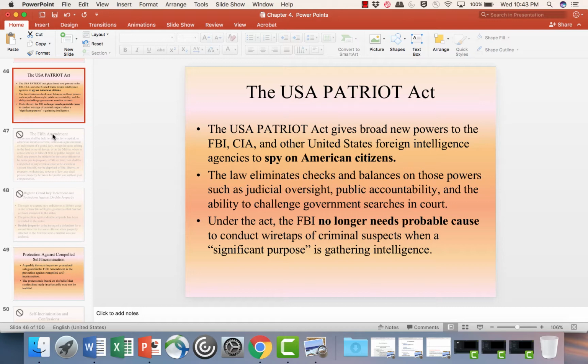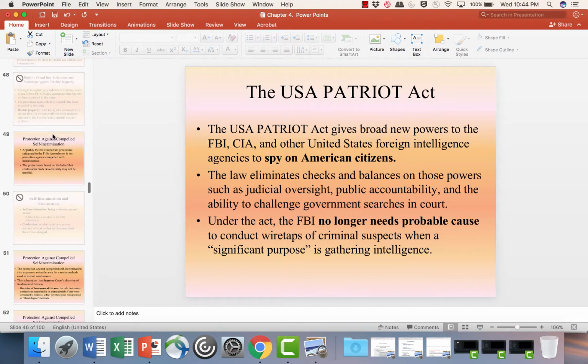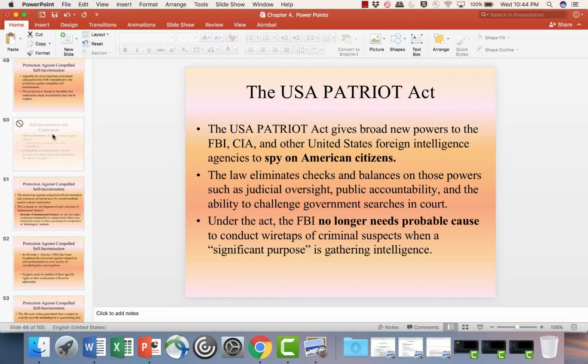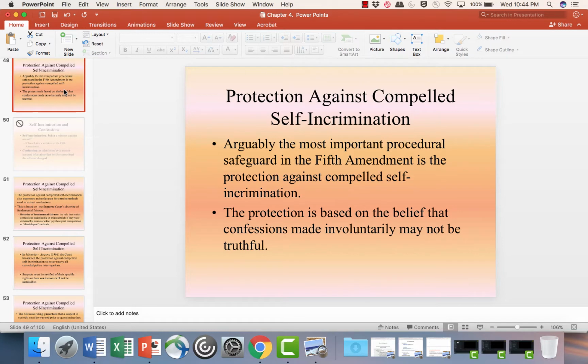That's really important. That's really their one broader definition, that they were able to conduct wiretaps of criminal suspects when, quote unquote, a significant purpose is gathering intelligence. So if police today believe that you were potentially plotting against the United States and they believe that you were a domestic terrorist, then they could use the USA Patriot Act to wiretap your phone to see if they could elicit information that would be able to be used in a court or to issue a warrant against you.